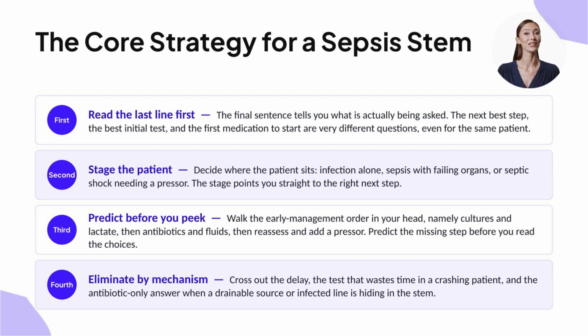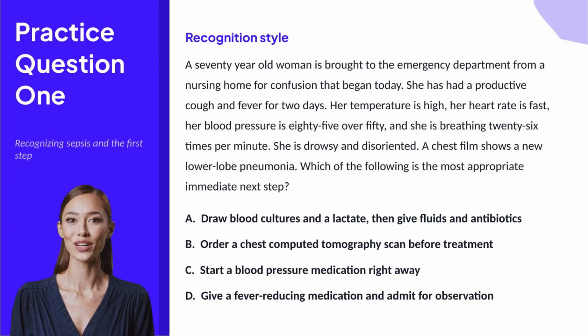Fourth, eliminate by mechanism. Cross out the answer that delays care, the test that wastes precious time in a crashing patient, and the antibiotic-only answer when a drainable source or an infected line is hiding in the STEM. Keep this rhythm in your head and watch how it plays out in the questions that follow. Let us put the strategy to work.